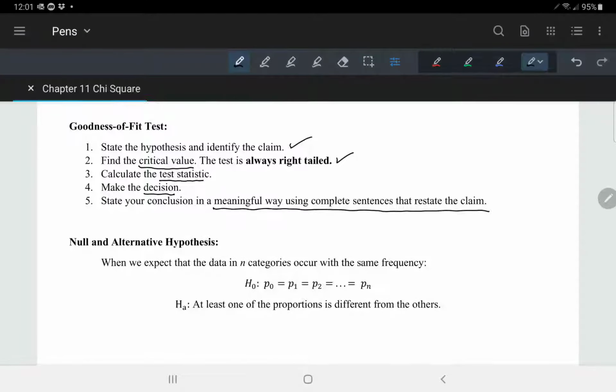Now, how we state the null and alternative hypotheses is a little bit different when there are two different situations. When we expect that the data in our n categories occur with the same frequency, then our null hypothesis will be that the probability associated with the first category is the same as the probability of the second, and so on, down to the nth category. And then the alternative hypothesis will be that at least one of these proportions is different from the others. So it might be that p sub 0 does not equal p sub 1, or it could be that p sub 1 does not equal p sub 2. So at least one of these proportions will be different from the others.